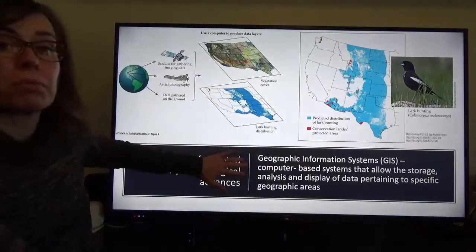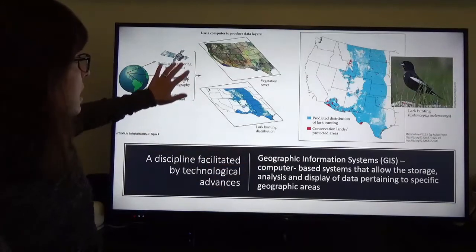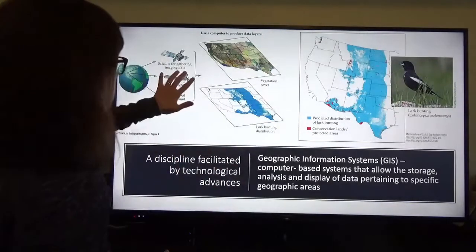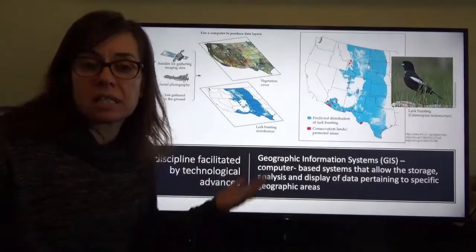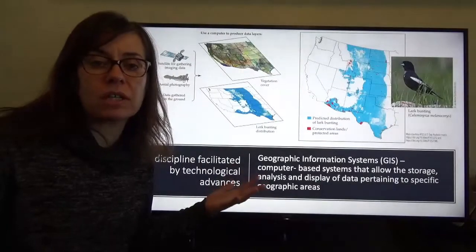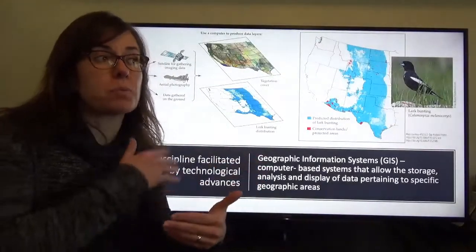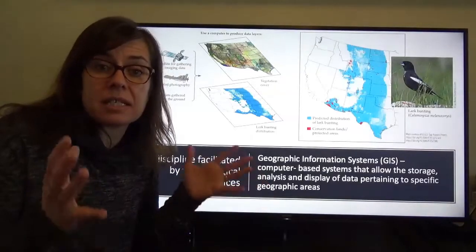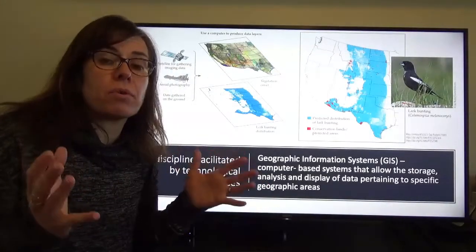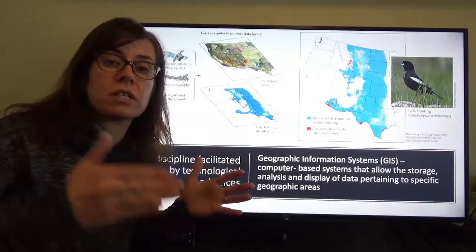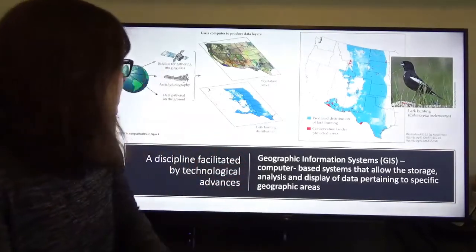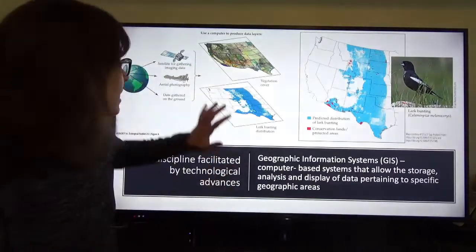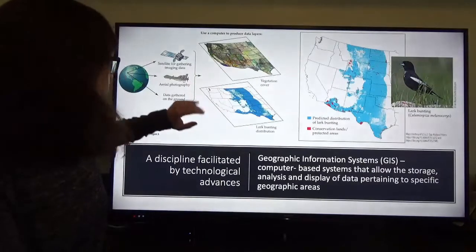In addition to computing advances, we've had advances in technologies for looking down at the surface of the Earth, specifically satellites, which give us continuous coverage across very large areas and often repeated passes at different frequencies that give us a temporal resolution of data collection that we haven't had in the past. So large spatial scales and repeated measurements by these satellites as they orbit the Earth.